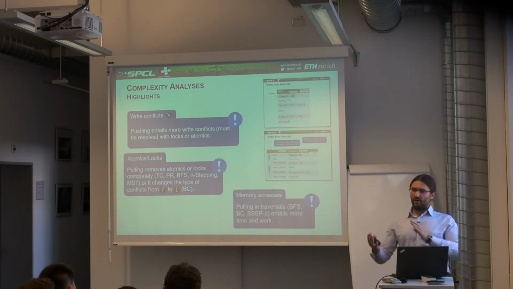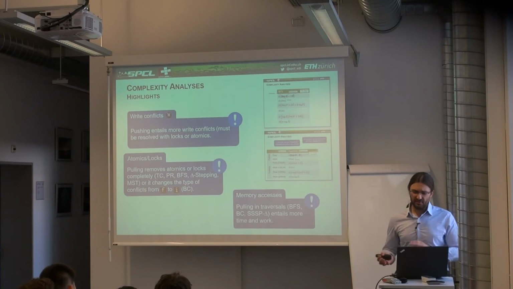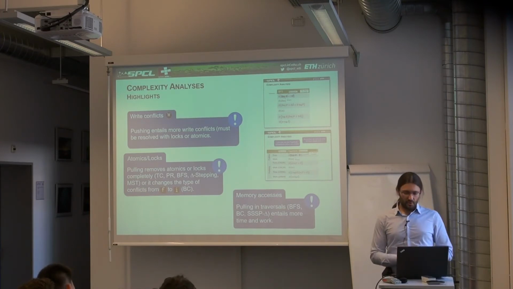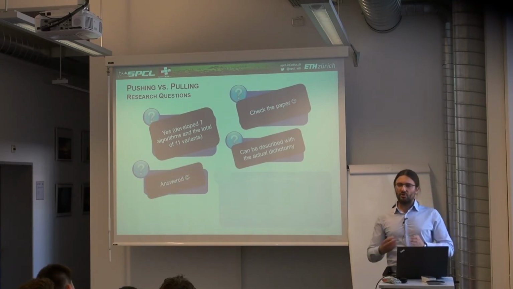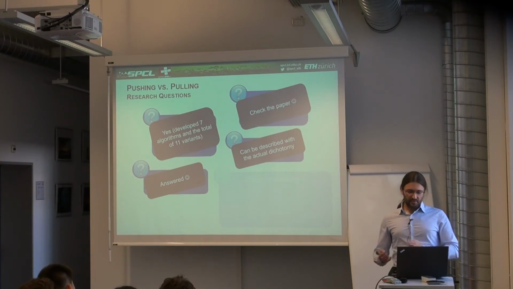In terms of the number of memory accesses, pulling in traversal styles such as BFS entails more time and work, as we saw in the complexity analysis, because we have this part where we need to iterate over all the unvisited vertices, and this generates more memory accesses. And so we have our part three, how do they differ in complexity, where there is no clear answer because it depends a bit on the variant of the algorithm, but we can summarize it with this couple of statements.